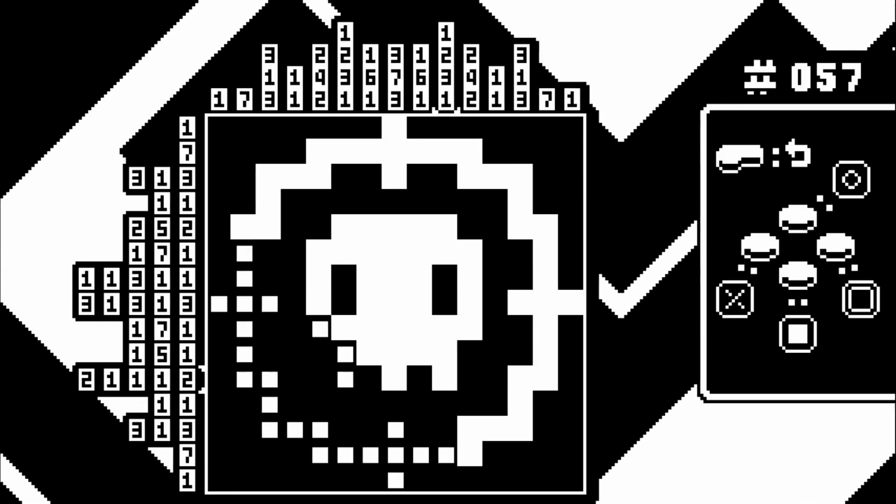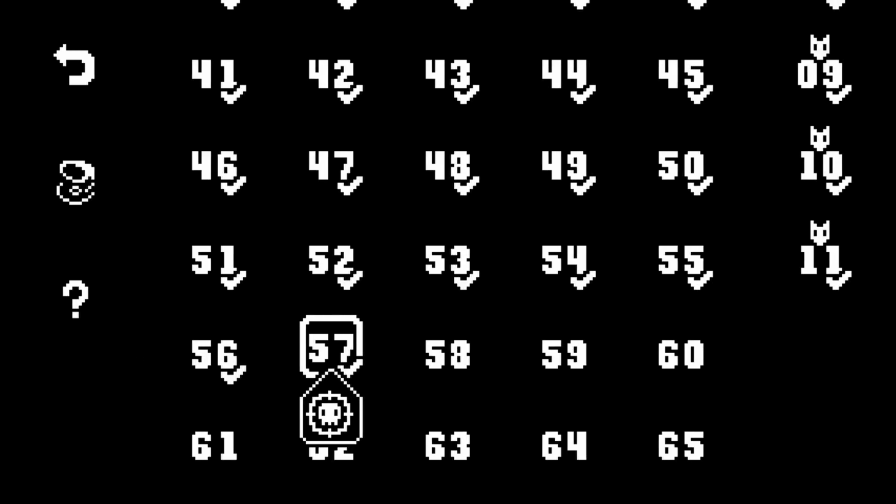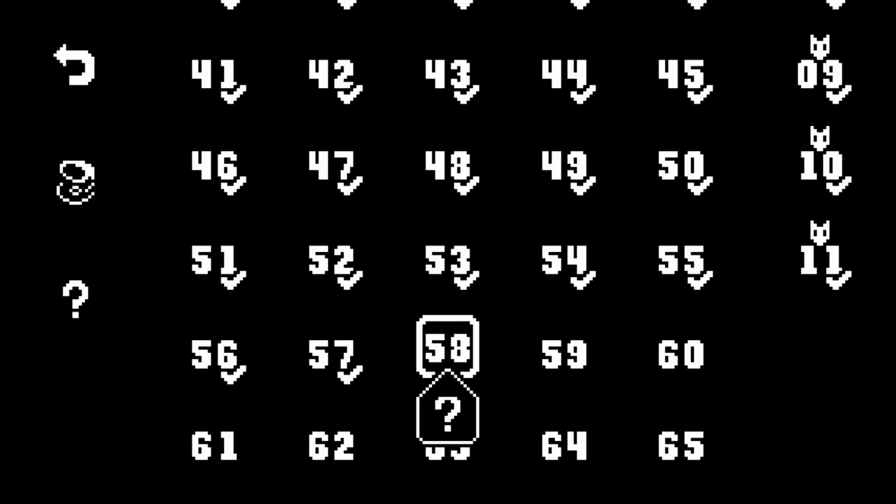Alright, so skull with crosshair around it. When was that ever used in the game? I don't know. 58.